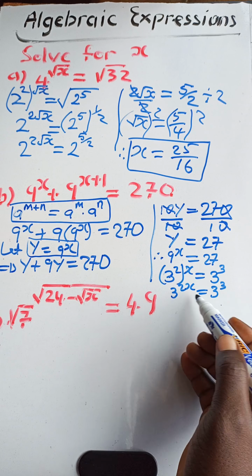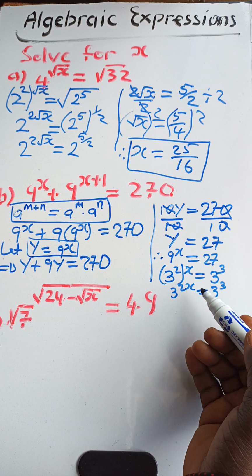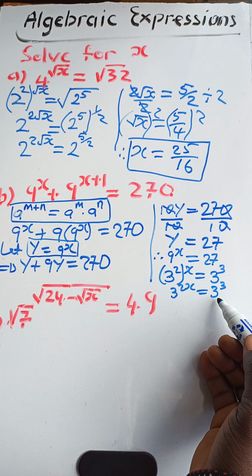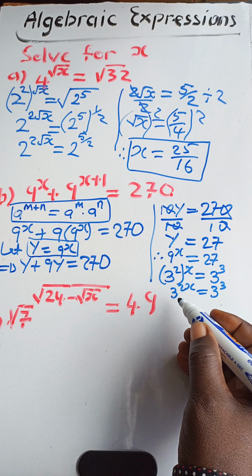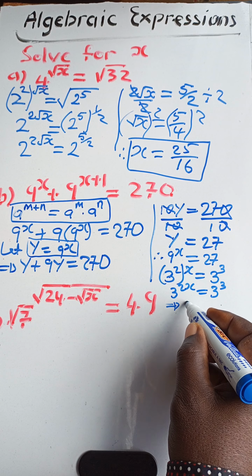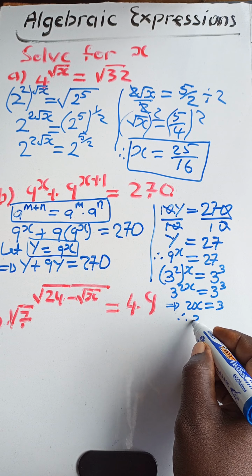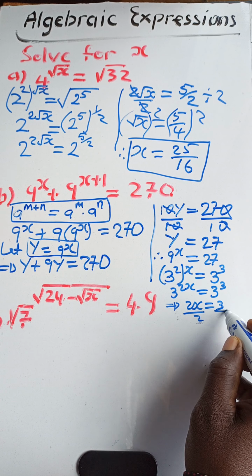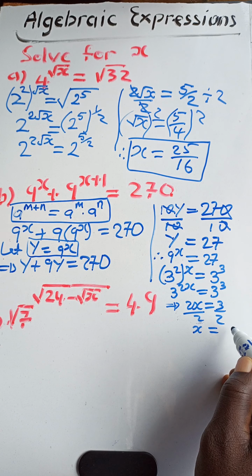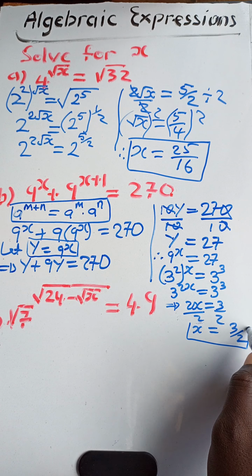We have equality of two index expressions again. For that to be valid, the bases must be equal, and we already see they are equal, and the powers must also be equal. So that means 2x must be equal to 3. From there, when we divide both sides by 2, we see that x is equal to 3 over 2.